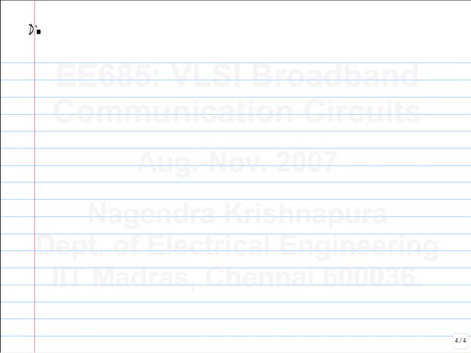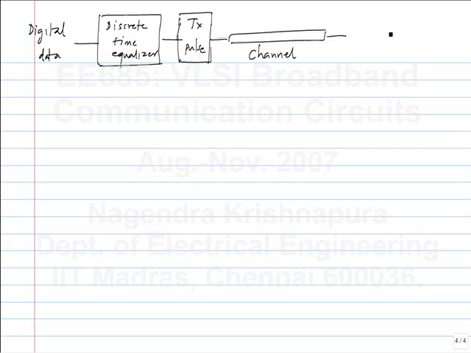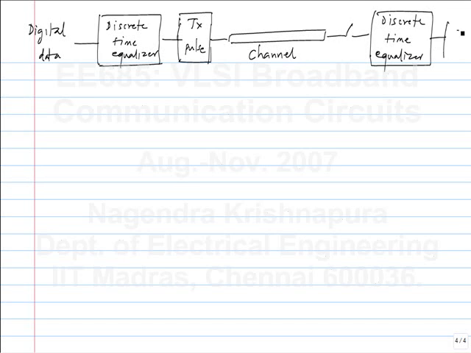So we have digital data, and then we can have a discrete time equalizer here and send it to the channel. We have the transmit pulse also, and we have a sampler, and we can also have a discrete time equalizer here. Let's say we want to use one of these two. I'll show it in both places. Let's figure out which one to use. What I drew here was a comparator or a decision slicer.